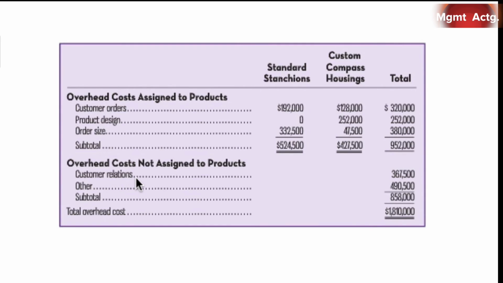Customer relations has nothing to do with the product itself, so that gets unassigned to products. We'll see that gets assigned to customers later on. Other, well, that's organization sustaining. That doesn't get assigned to products. That goes into another category, so we have a subtotal. And we see that we do get to $1,810,000. So we're really just applying 50% of our overhead just to products, just to measure the cost of the product itself.